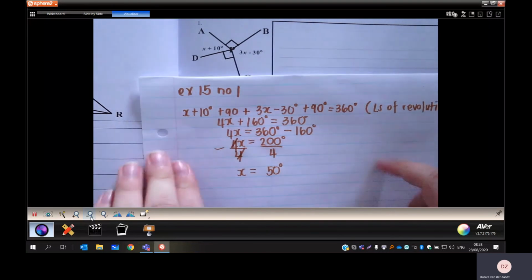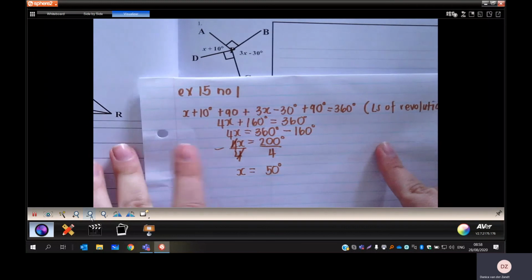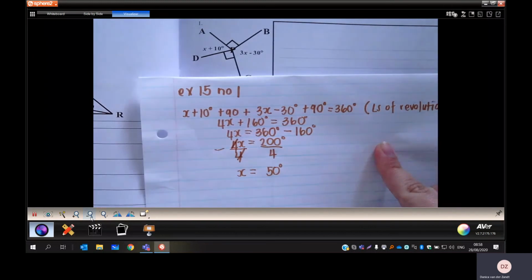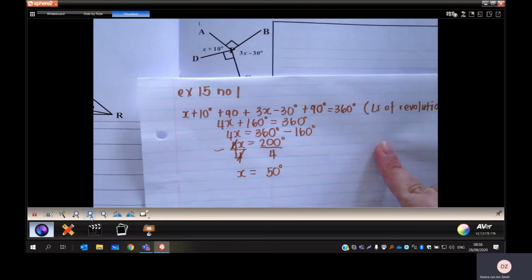So I need you to write that down. But I also need to do the other one before the bell rings. So let me rather do the other one first and then take a picture and send on the group if we don't have time. Okay?